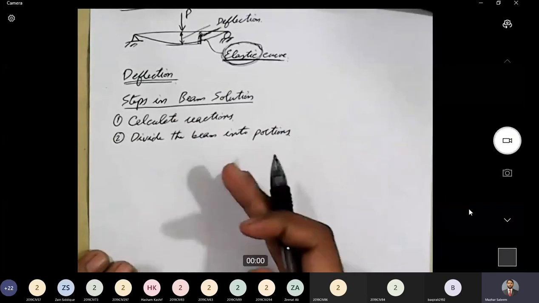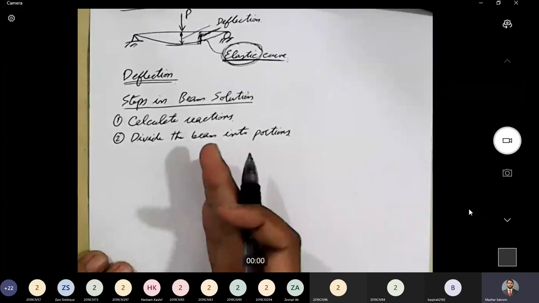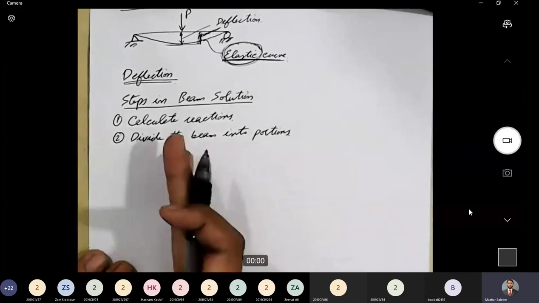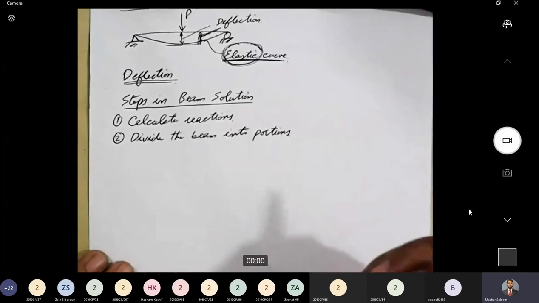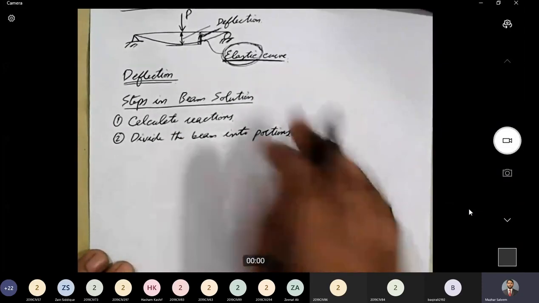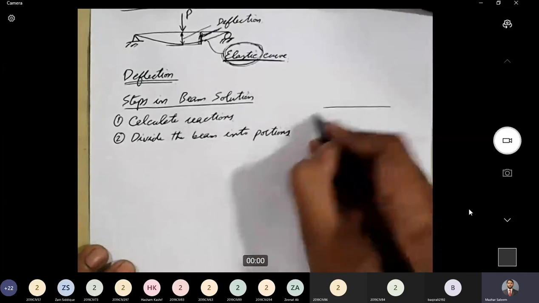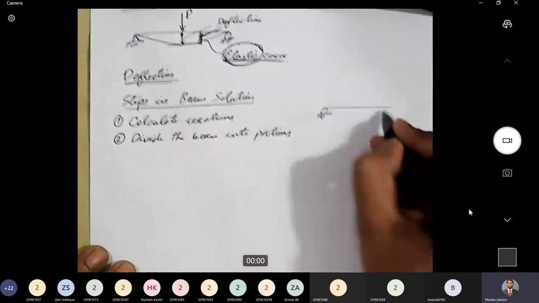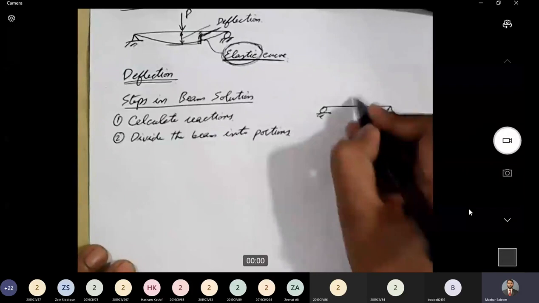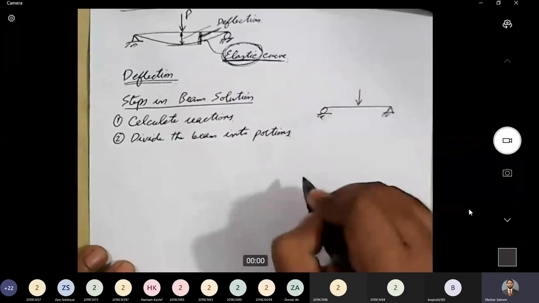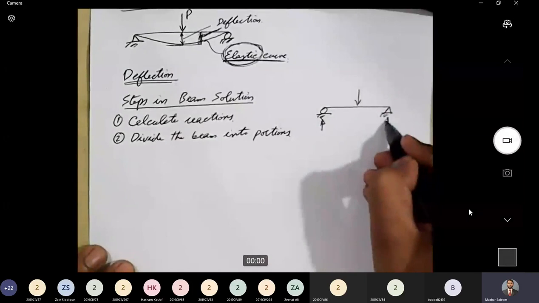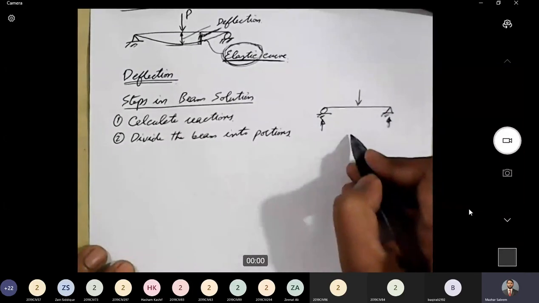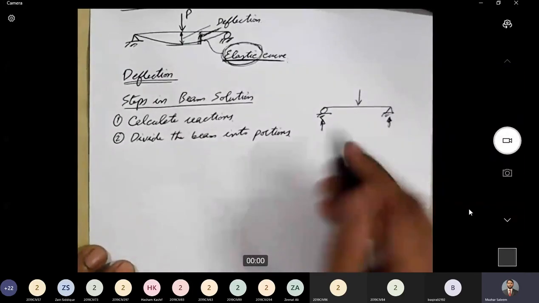So whenever there is a change in applied loading or support condition, we jump to the next portion. For example, if we have a simply supported beam like this, and I have a point load here. So I have one reaction here, I have one reaction here. When I will be solving this beam, I will divide this beam into two sections. Why?